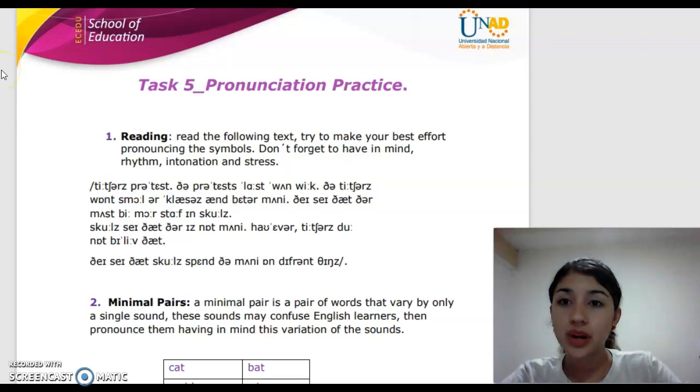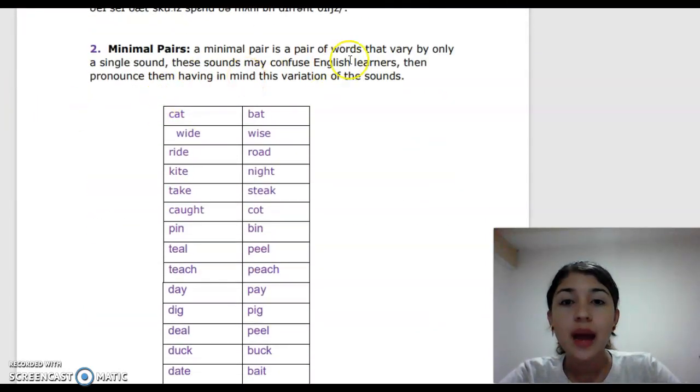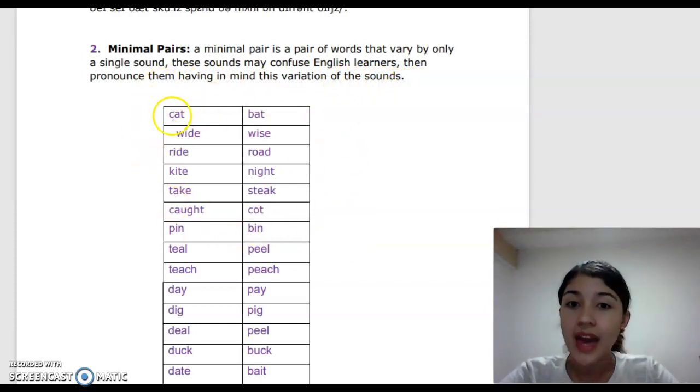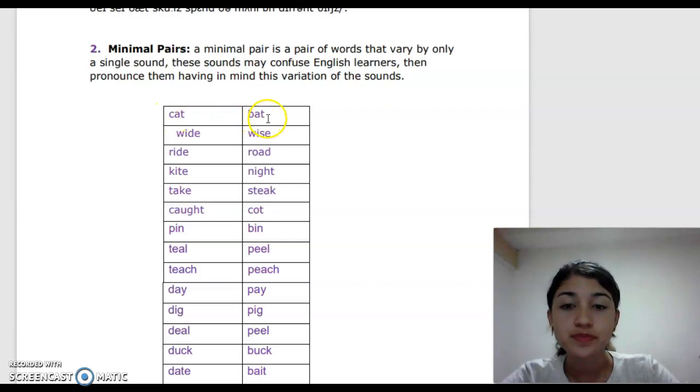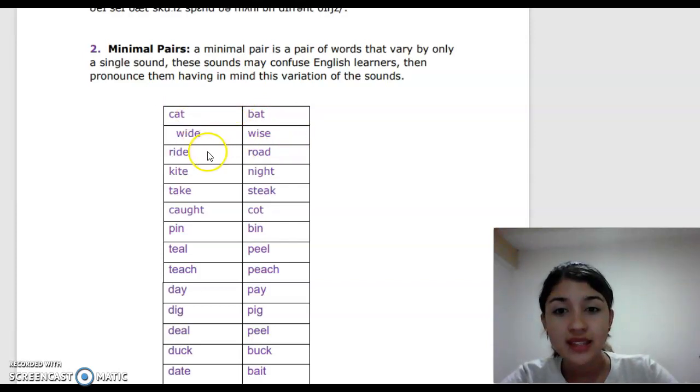2. Minimal pairs. A minimal pair is a pair of words that vary by only a single sound. These sounds may confuse English learners, so pronounce them having in mind this variation of the sounds. These are some samples. For example, cat, bat. White, wise. Ride, road.